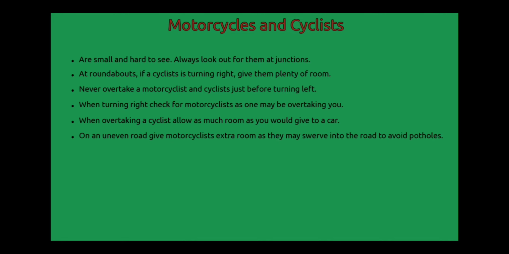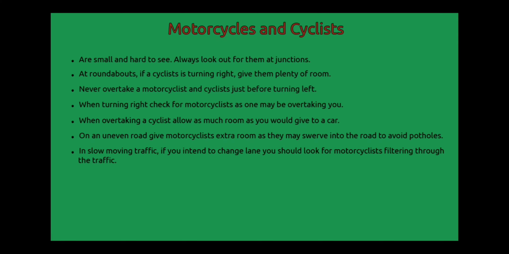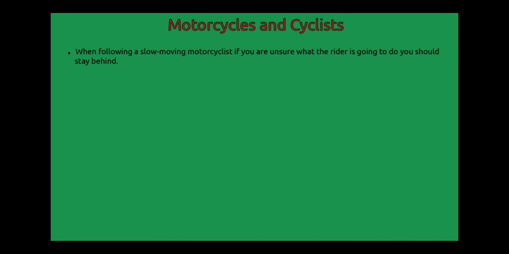On an uneven road, give motorcyclists extra room as they may swerve into the road to avoid potholes. In slow-moving traffic, if you intend to change lane, you should look for motorcyclists filtering through the traffic. When following a slow-moving motorcyclist, if you are unsure what the rider is going to do, you should stay behind. Motorcyclists wear bright clothing and often use a dipped headlight during the day, as this makes them easier to see.